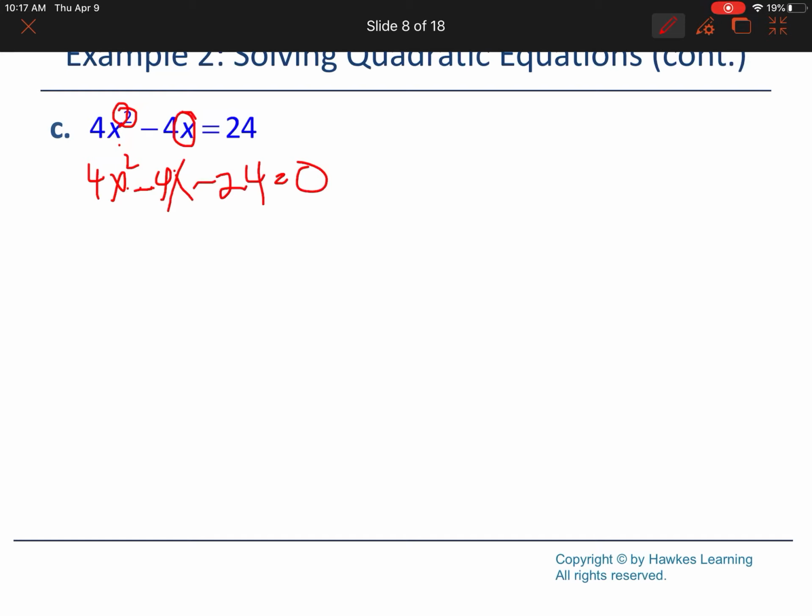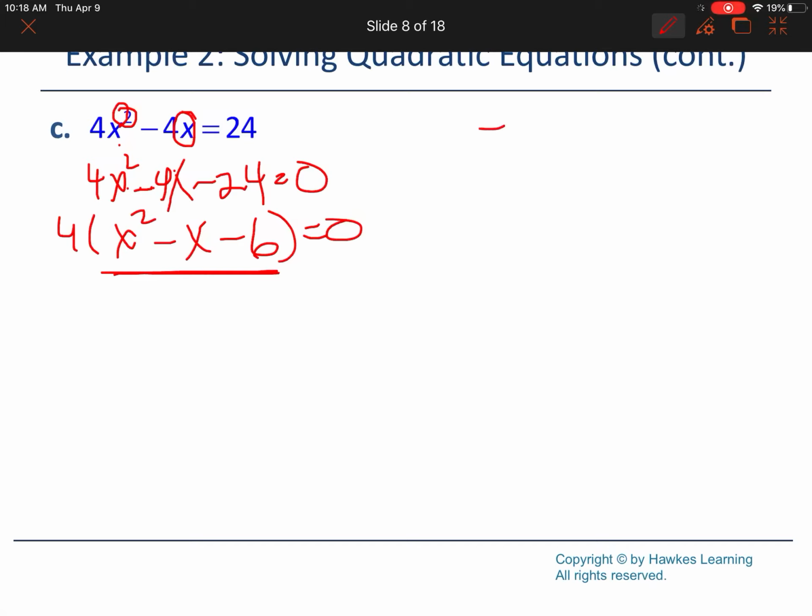So we just need to subtract that 24 onto the other side. Okay, so now what's the first thing we always do when we're going to factor? We pull out a common factor. So I'm going to pull out 4 out of everything, right? So now I have this quadratic. So now I'm just going to solve this part.